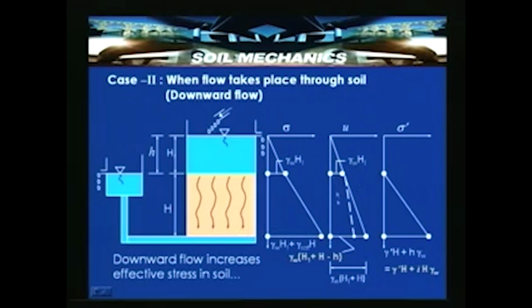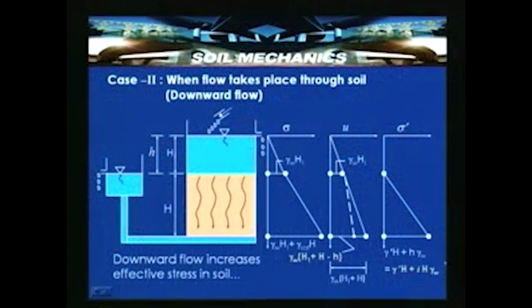Here, we will be seeing in the next slide, because of this particular phenomenon, the pore water pressure which is available at the top of the soil sample will now get reduced to gamma W into H1 plus capital H minus small h. That is the reduced pore water pressure, because that much is transferred in the form of a seepage pressure to the soil grains.